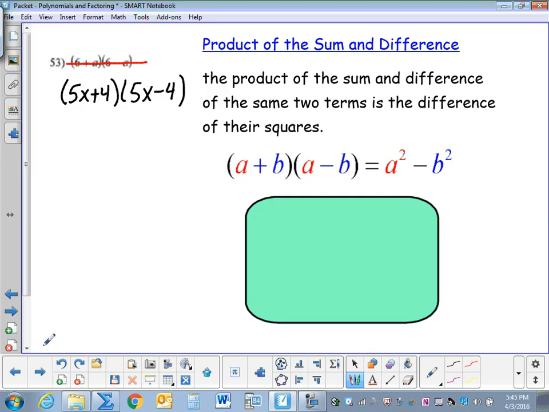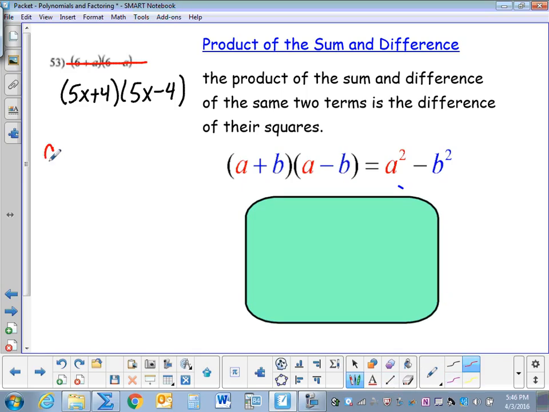Right now we're going to talk about the product of the sum and the difference. That's just when we take the same terms and add them and subtract them. So in this instance, we'll be using 5x plus 4 times 5x minus 4. And the rule states that the product of the sum and difference of the same two terms, so a plus b times a minus b, is the difference of their squares, so a squared minus b squared.